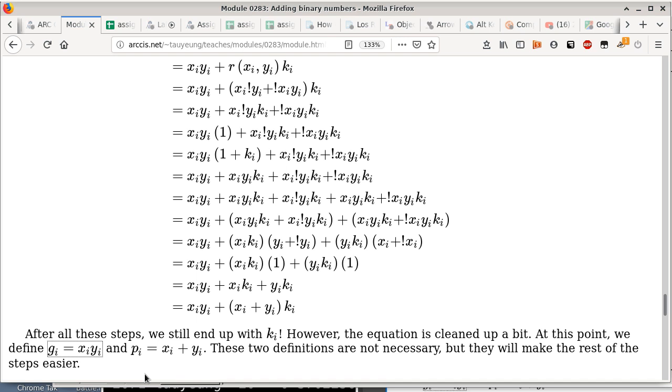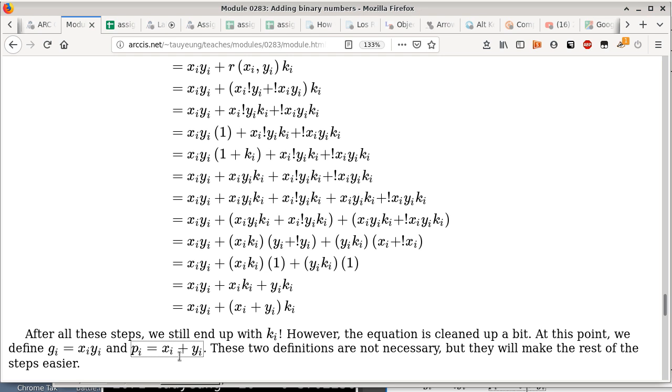And we also define p_i. So p_i is defined to be x_i or y_i. So this addition symbol means disjunction. It does not mean arithmetic addition. It means disjunction. But nonetheless, we are just defining two additional terms. One is g_i, one is p_i.